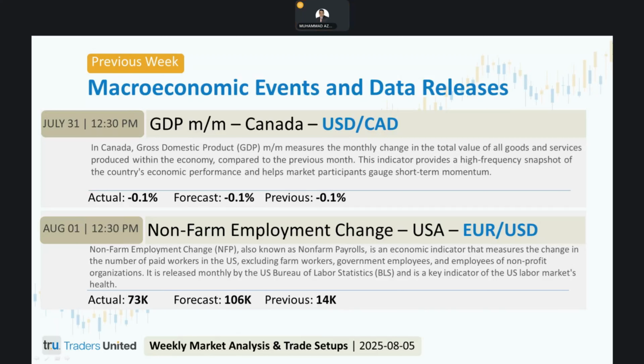easing. Traders should watch closely for follow-up labor market indicators and inflation data to confirm whether this was a temporary slowdown or part of a broader economic deceleration. Until then, EURUSD could remain supported as markets adjust to the possibility of a more accommodative US policy path ahead.